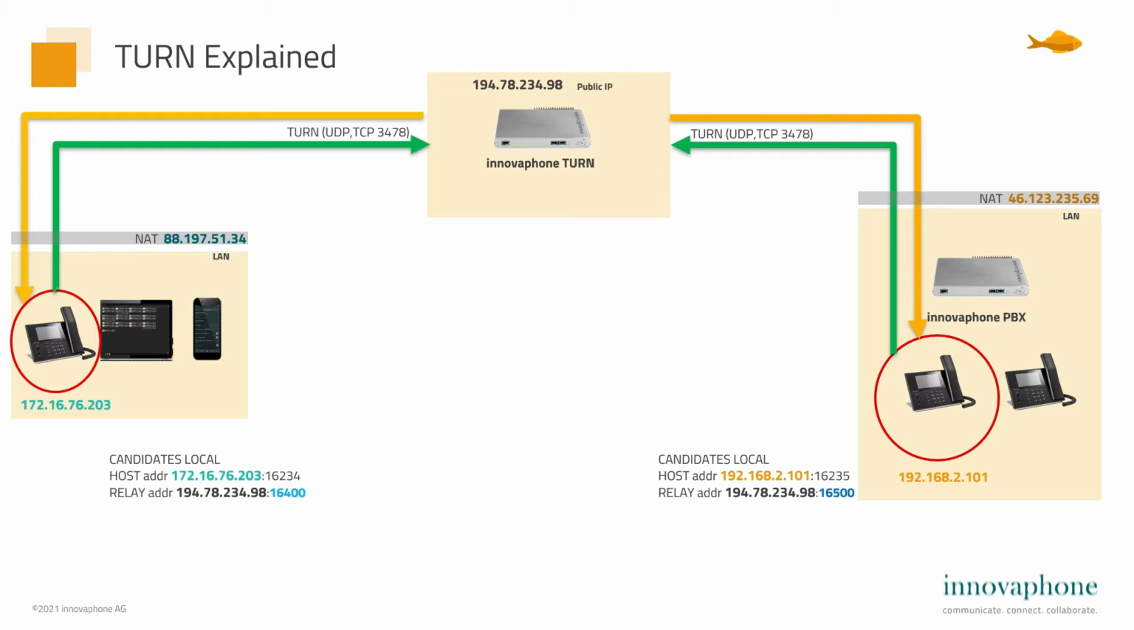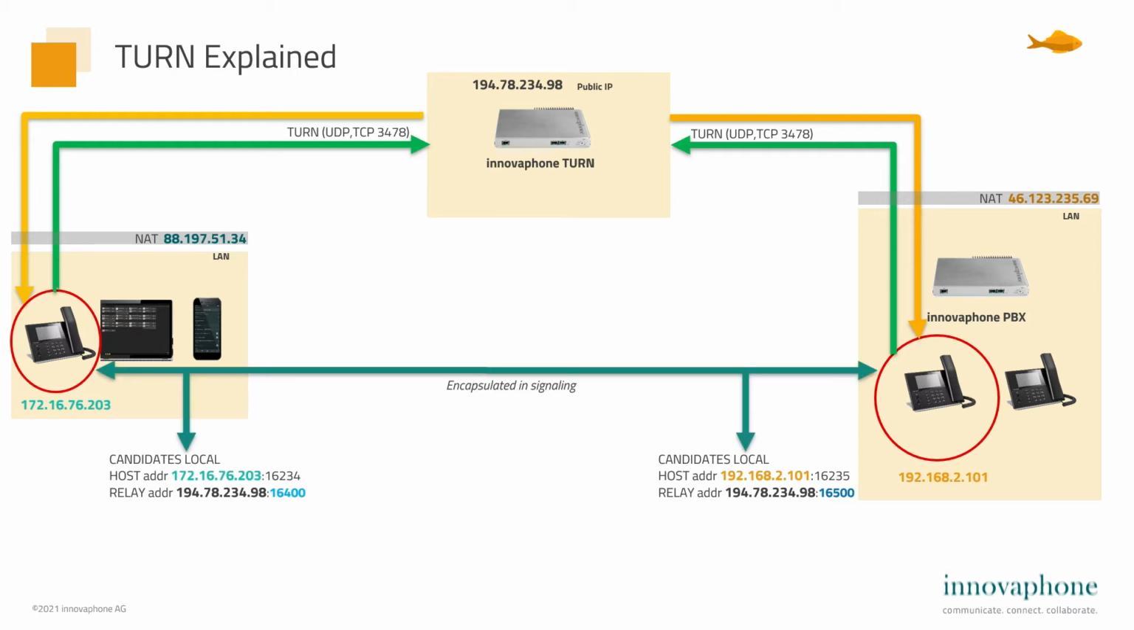In this case, it is the 194.78.234.98 and the port 16400. This will be stored in the candidate's local as a relay address. Effectively, this will be seen as an extra network interface via which the endpoint device is reachable. Via the signaling now, the endpoints will exchange their local candidates and will be shown as candidates remote.